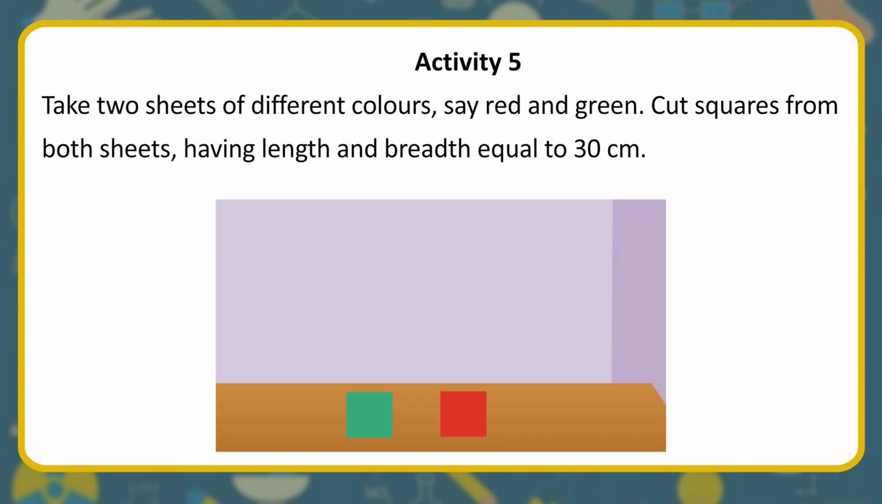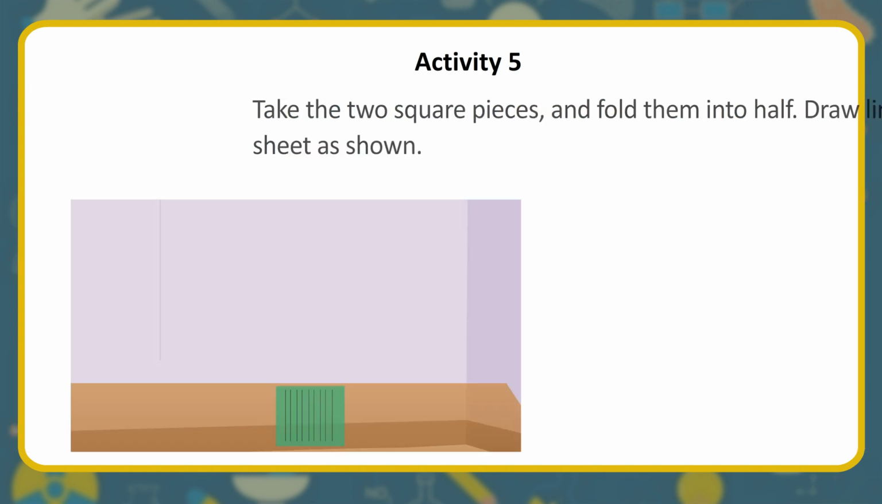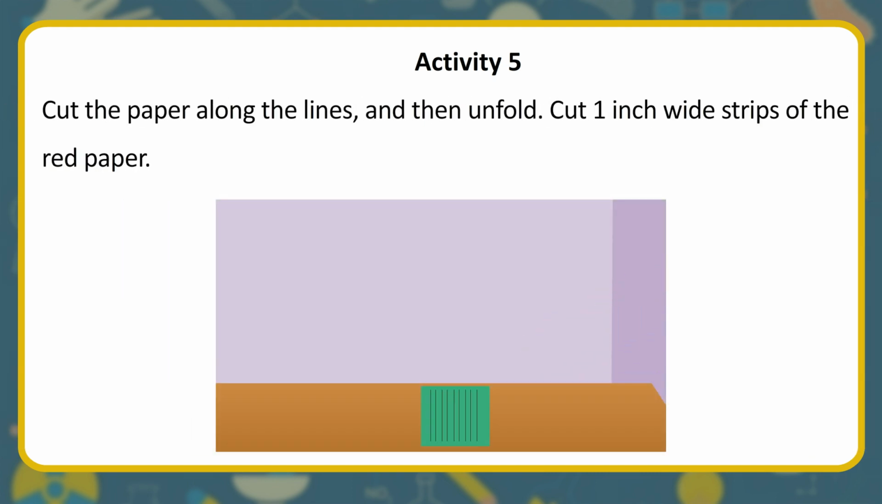Activity: take two sheets of different colors, say red and green, cut squares from both sheets, having length and breadth equal to 30 cm. Take the two square pieces and fold them into half. Draw lines on the green sheet as shown. Cut the paper along the lines, and then unfold.